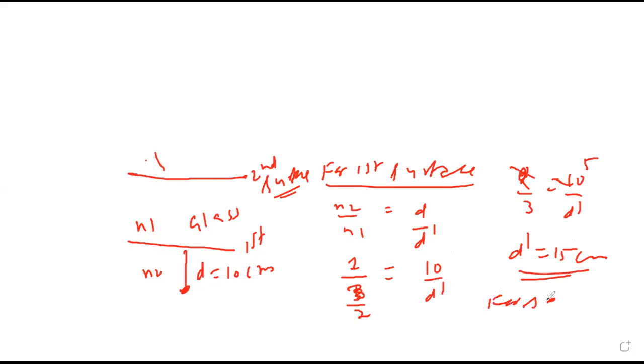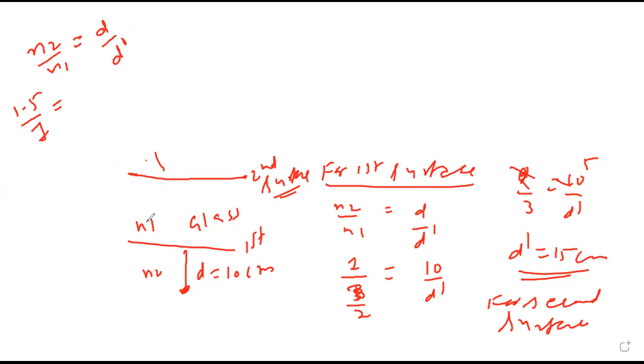For second surface, N2 upon N1 equals to D upon D dash. N2, it is going from glass to air. So this is 1.5 upon 1. D मतलब पहले वाले का 15. D from where we measure? From that surface we measure.